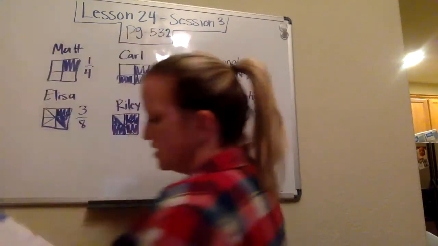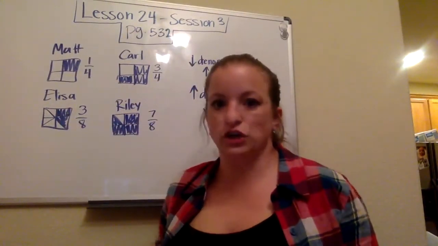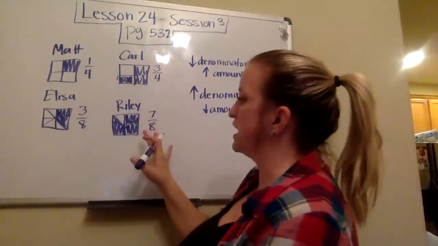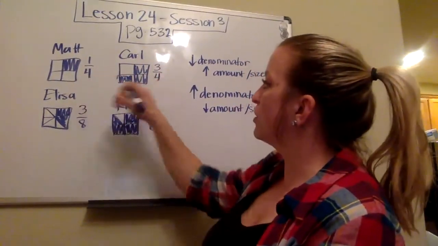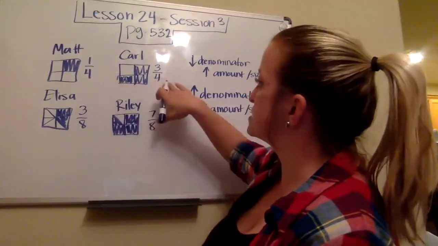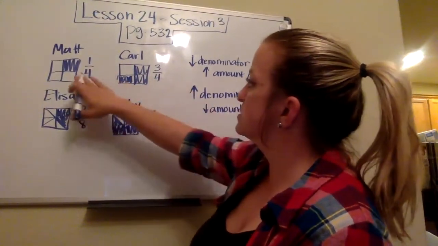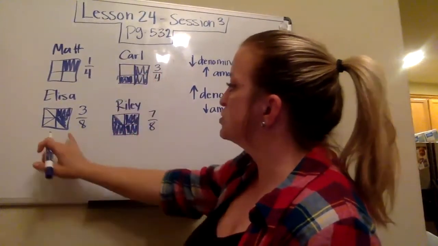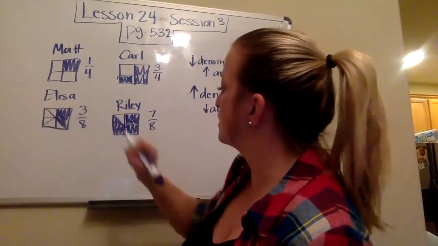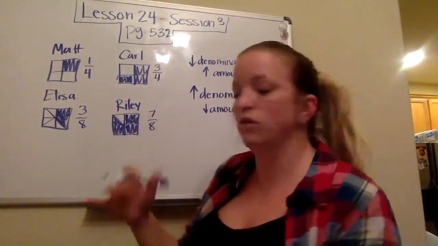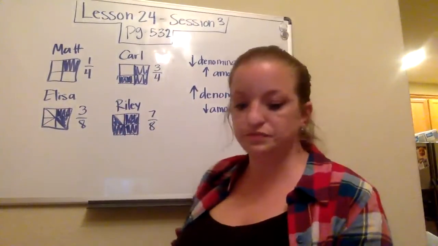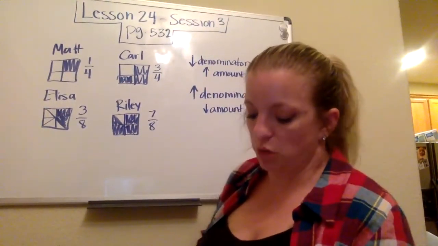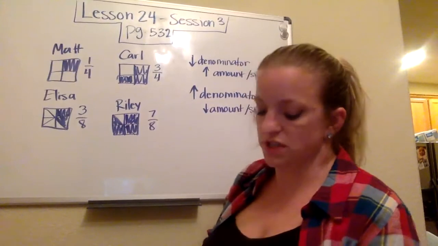7/8. Okay, first you need to kind of have a good understanding of where everybody's at. So here you can see I broke these into fourths and I broke these into eighths. You can easily see that Matt and Carl have the same denominator. They both have 4 pieces. He ate 3 because he has 1 left over. He ate 1 because he has 3 left over. She ate 5 because she has 3 left over. And he ate 1 because she only has 7/8 left. So part A, use the information above to write a word problem about comparing two fractions with the same numerator.